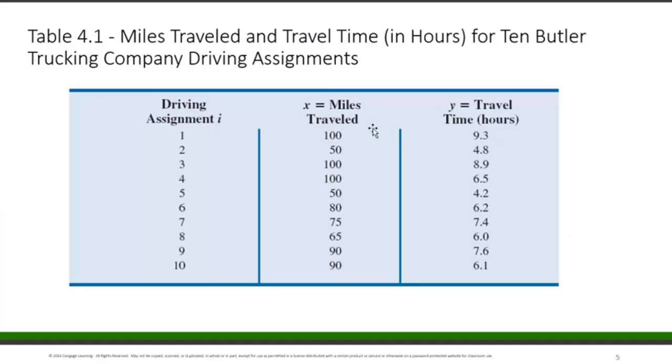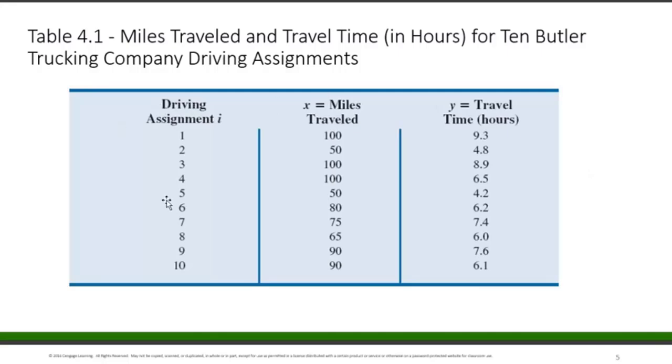We're given the data set. Now we are going to build a model based on this, and then we're going to use that model to make predictions for future driving assignments. So what is the appropriate kind of chart for this kind of thing, when you're trying to find the relation between two quantitative variables? Scatter chart. So it's a scatter chart.